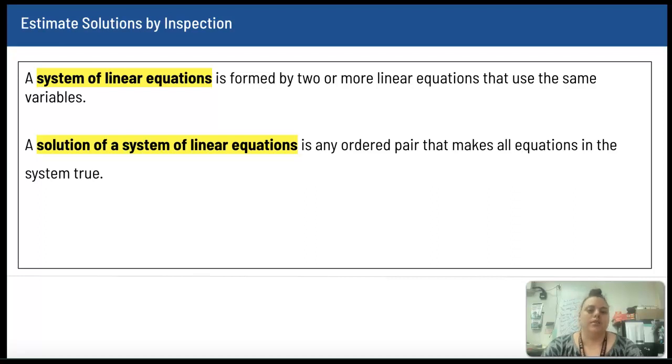And a solution to these is any ordered pair that makes all of the equations true. Okay, so if you have one point or one ordered pair that you can plug into both equations and get a true statement, then it's a solution to the whole system.